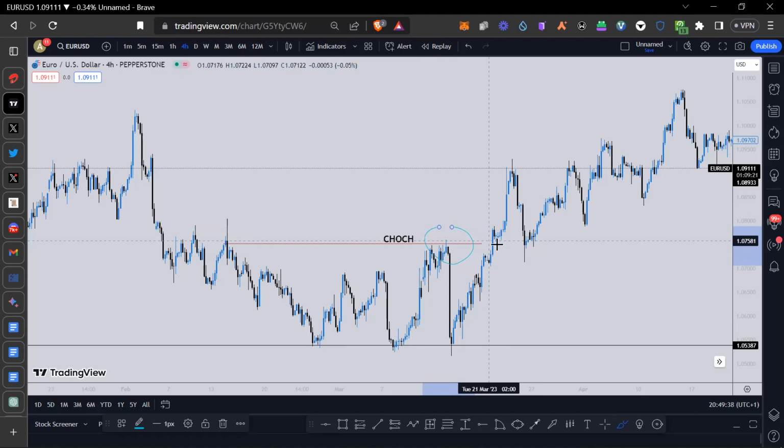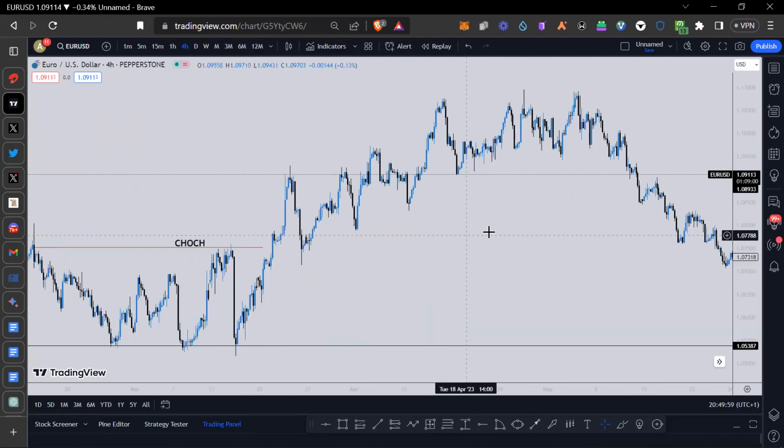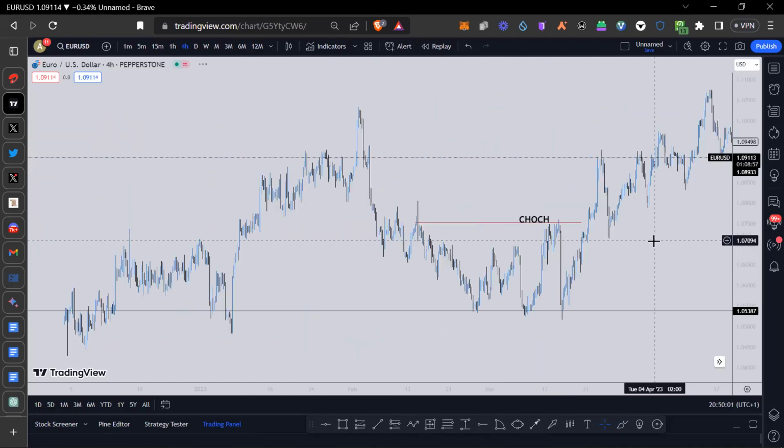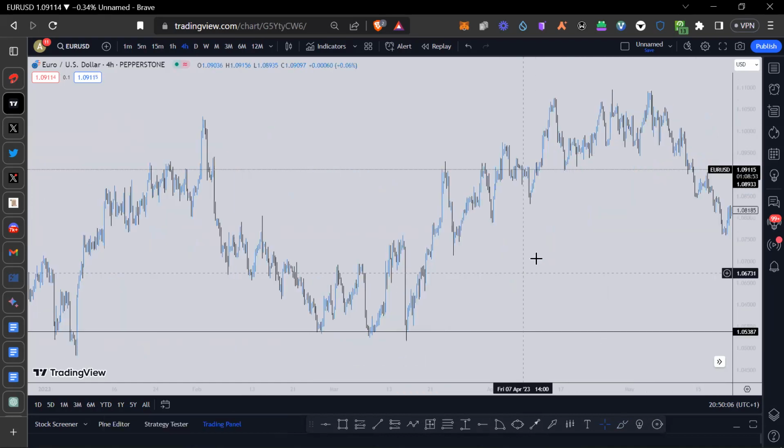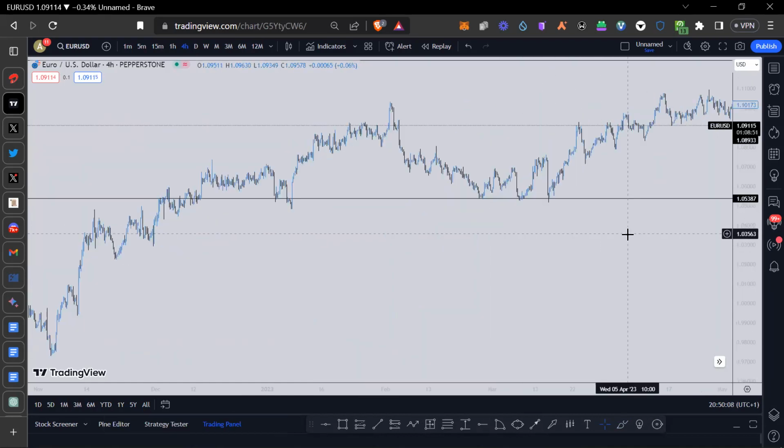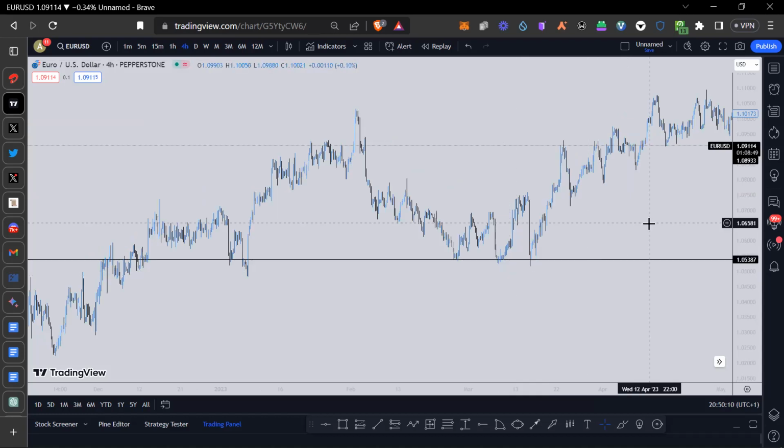And immediately the price changes direction, we start to move to the upside and we get a retest and it keeps on moving to the upside. Do you understand? Do you understand, Victor? Yes, I understand. Okay, good.